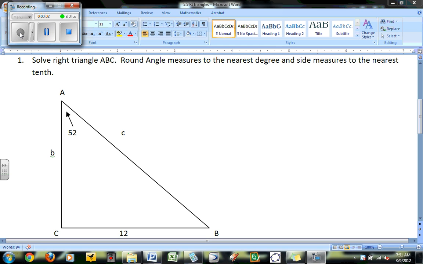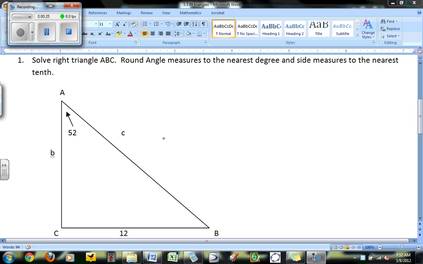Okay, section 5.5 is solving right triangles using right triangle trig. We've talked about the trig functions: sine, cosine, tangent, cotangent, cosecant, and secant. We're going to use those to solve a right triangle. And what do we mean by solve the right triangle? It means that we need to find every single side and every single angle.